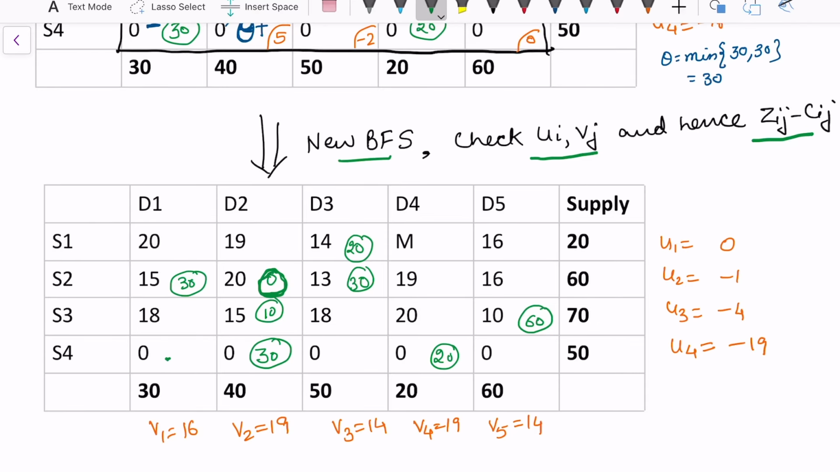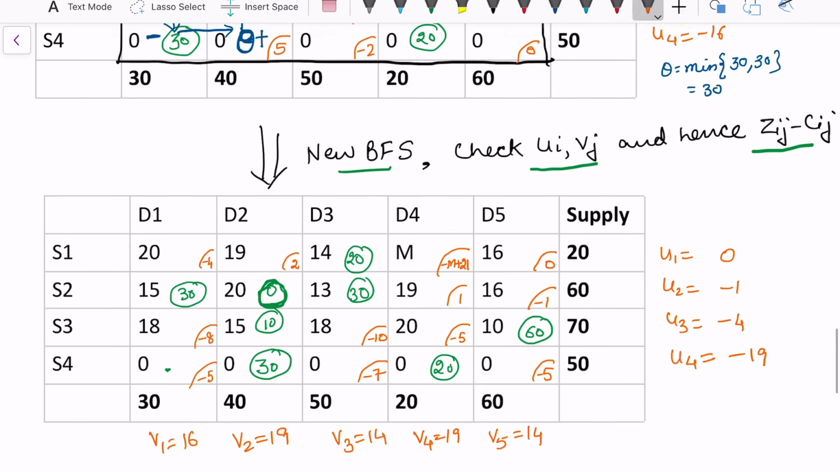Even in this table, what I see is that there is a positive quantity here and there is a positive quantity here also, the net evaluation. So again I'm going to choose the most positive, which is now here. I'm going to put a theta and then search for the loop again through the basic cells. So this is the loop through the basic cells, and I'm going to put a plus, minus, plus and a minus here.